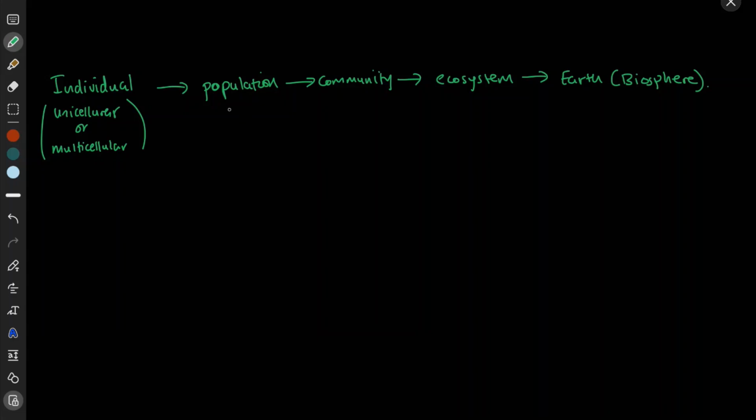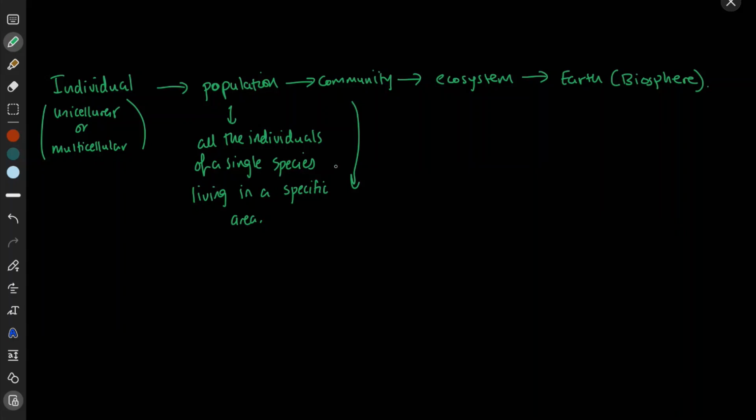So what is the population? The population is all the individuals of a single species that's living in a specific area. Okay, that's what the population is. Okay, so what's the community? Well, the community consists of all the populations living in a specific area, right? So that's what a community is.